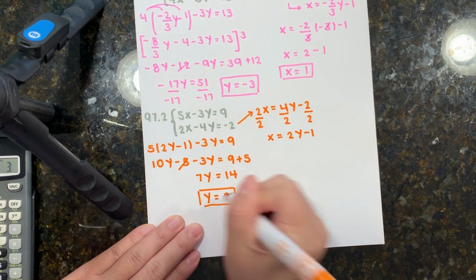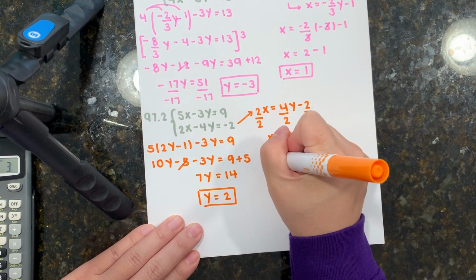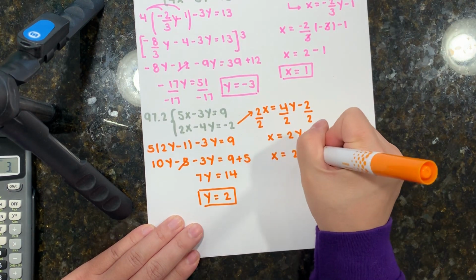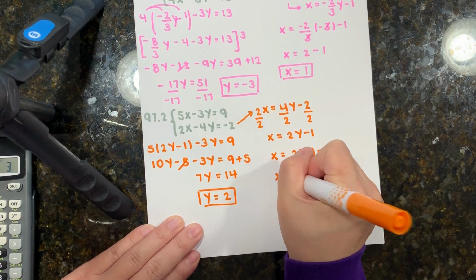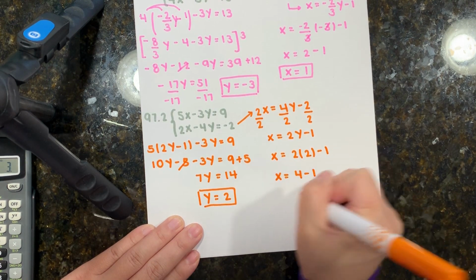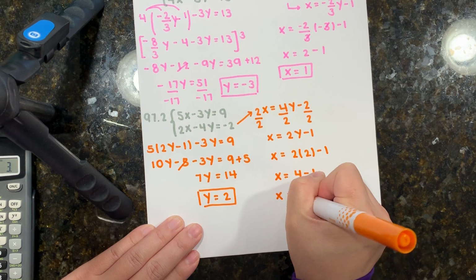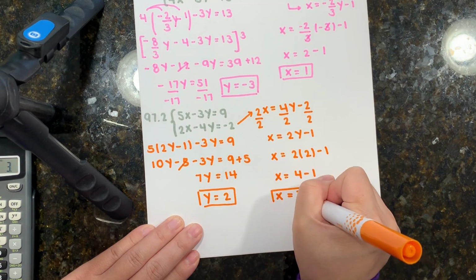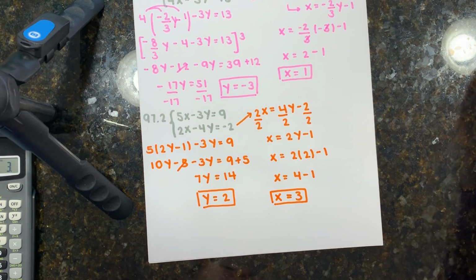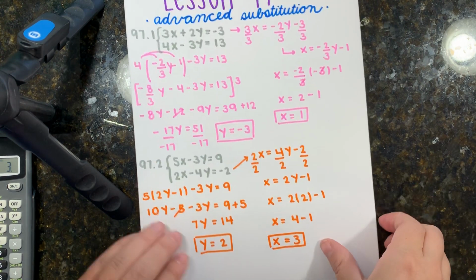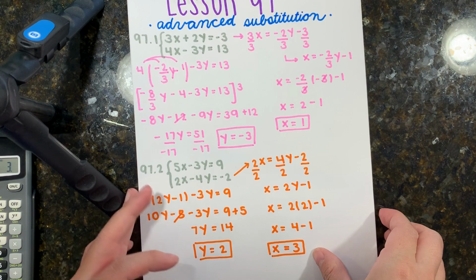And then when y is equal to 2, I can plug it in here. So x would be equal to 2 times 2 minus 1. So x would be 4 minus 1, so x would be equal to 3. And that's your result.